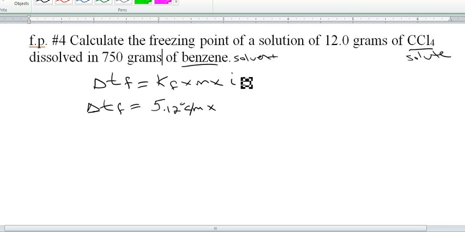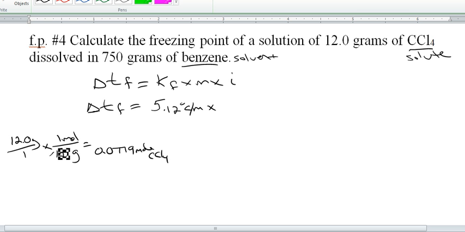And they don't give us the molality, so we have to go off to the side and figure out what the molality of the CCl4 solution is. So we need to take the 12 grams of CCl4 and figure out how many moles that is, because this is the solute. The molar mass of CCl4 is 154. And so we have 0.0779 moles of CCl4, that's the solute.